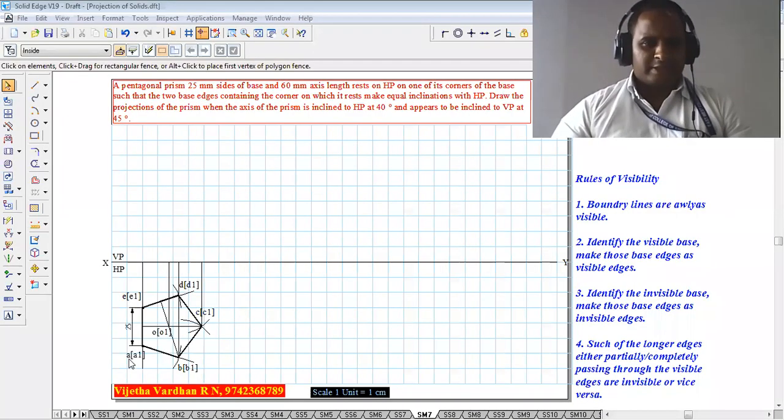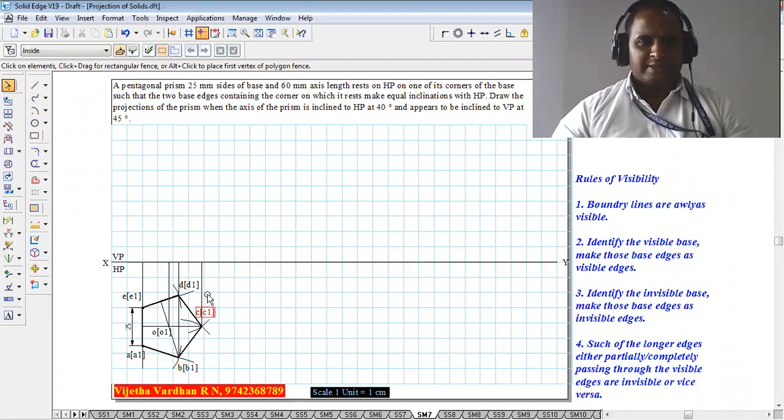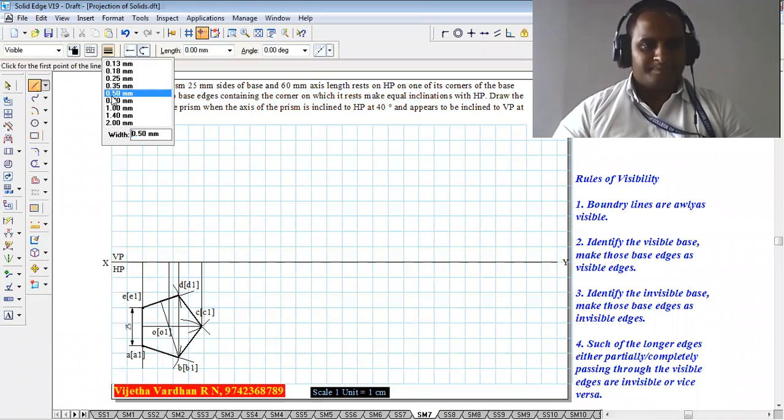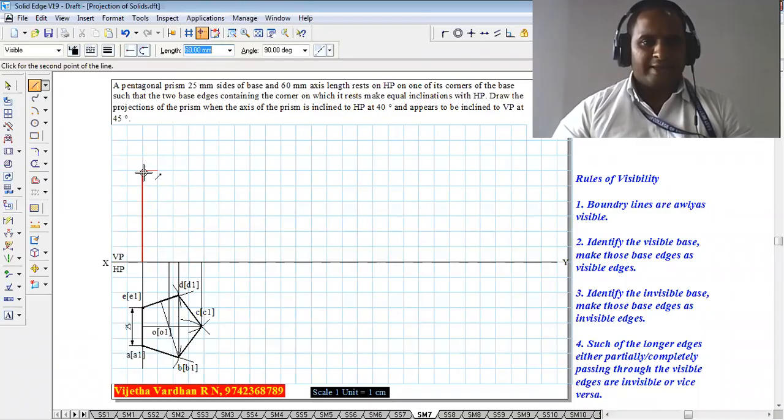The respective corners are marked as AA1, BB1, CC1, DD1, EE1, and OO1. Accordingly, for the front view, the height is 60 millimeter. So each and every projector that we are going to get here should be extended for a height of 6 boxes like this, which I am going to show you now.